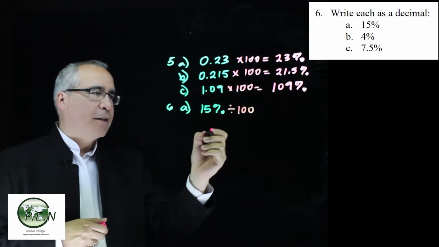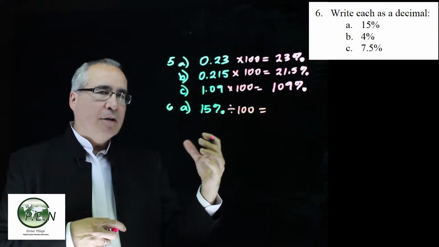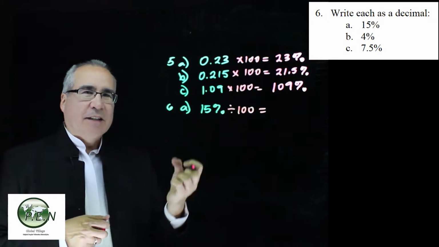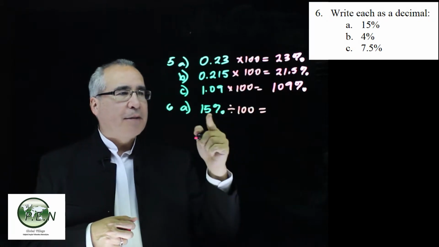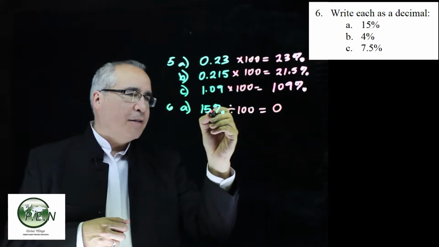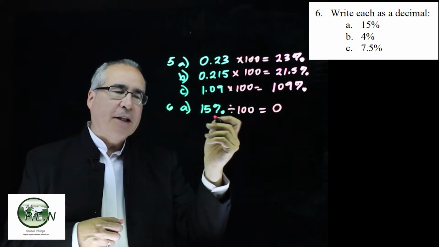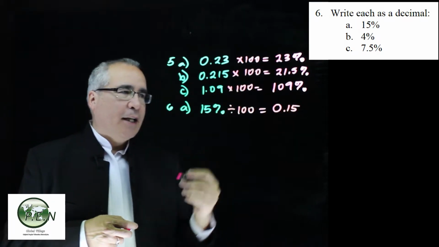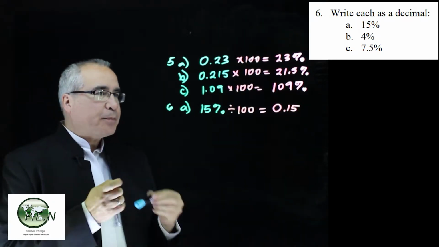And that's the process in mathematics. Everything you can do with mathematics, you can undo with mathematics. It's the inverse operation. 15 divided by 100, and you're going to see what it really does is it moves the decimal back 2 more places, the other direction. So 0.15 is our result.